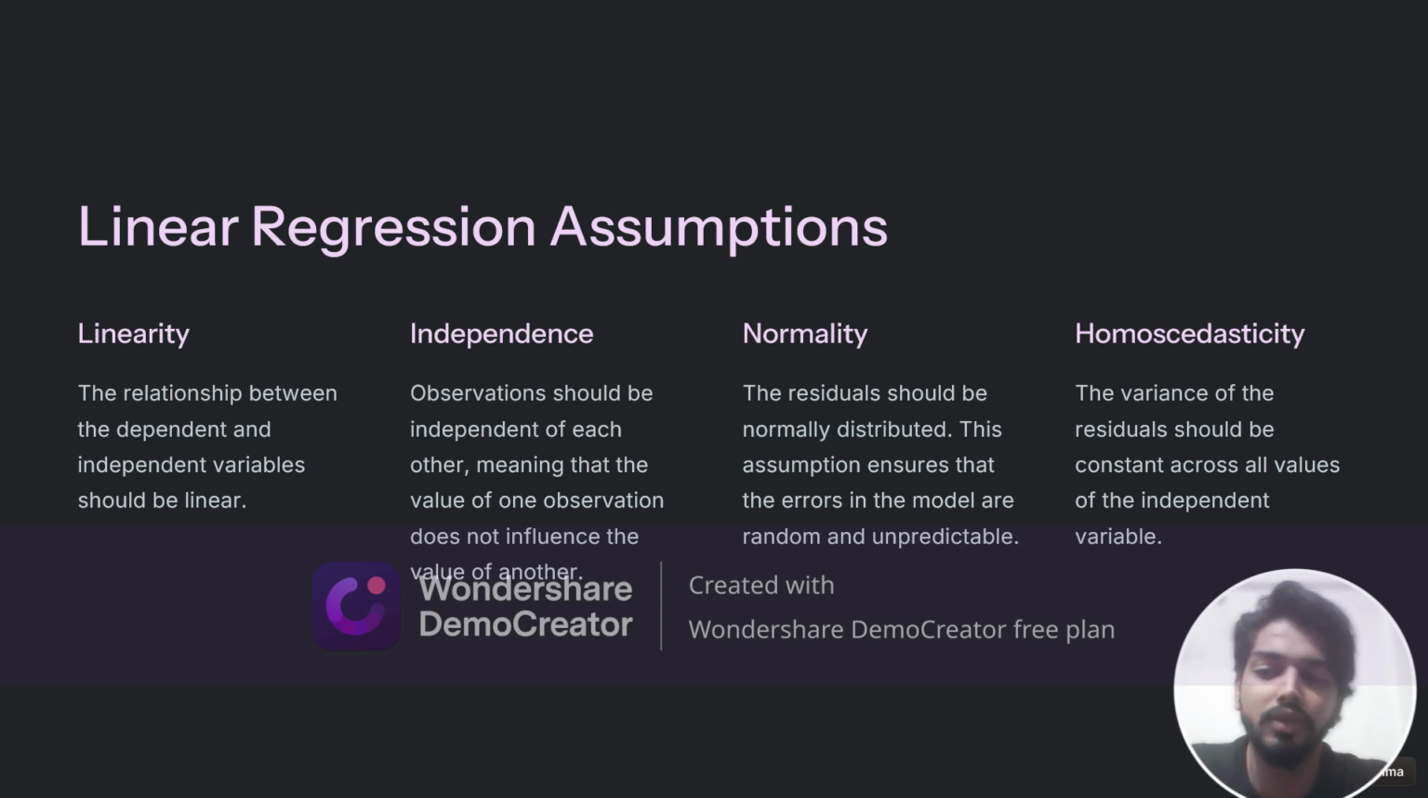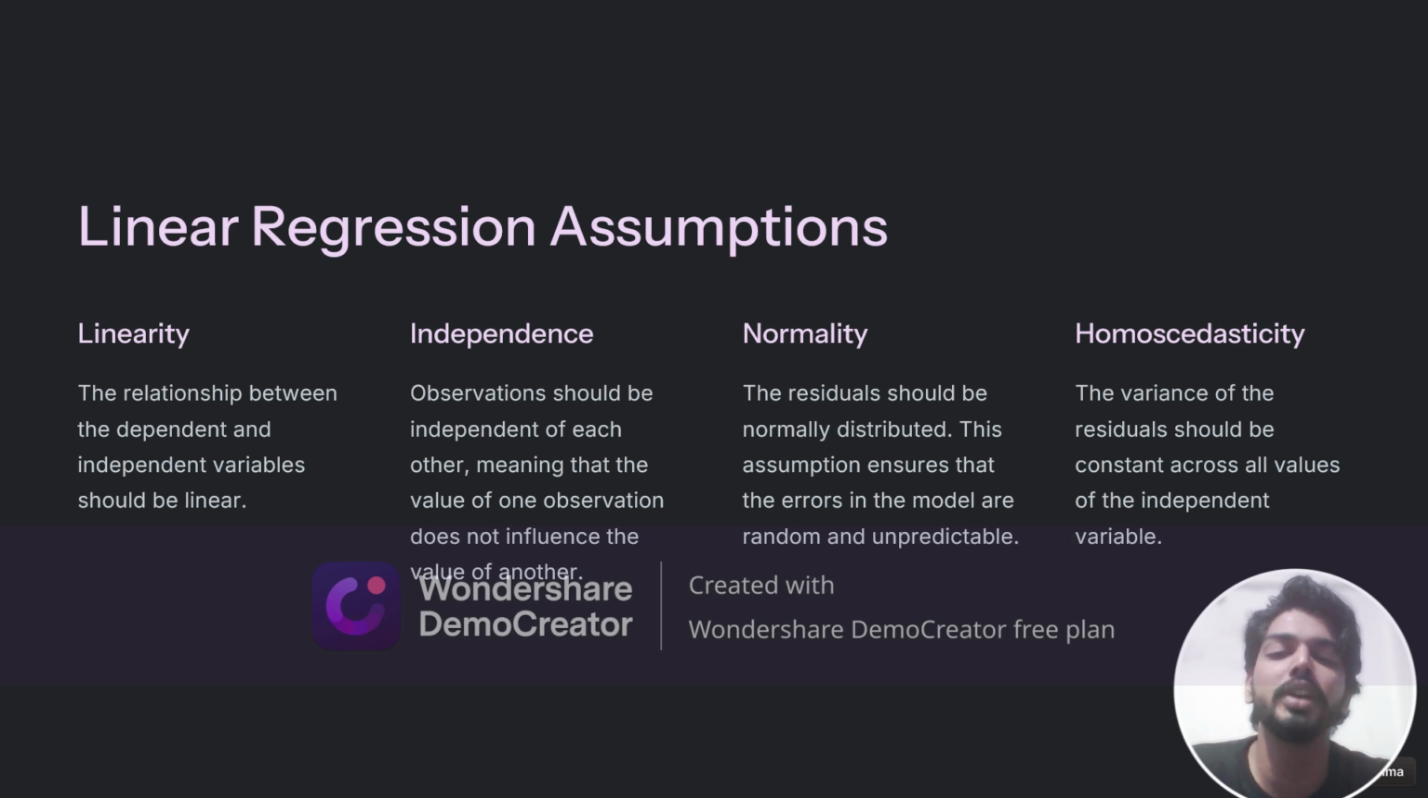Linear regression assumptions. So, what are the assumptions that are made by linear regression? Linearity, independence, normality, homoscedasticity. The relation between the dependent and independent variable should be linear. So, basically, the linearity in linear regression tells us about the relationship between the dependent and the independent variable.